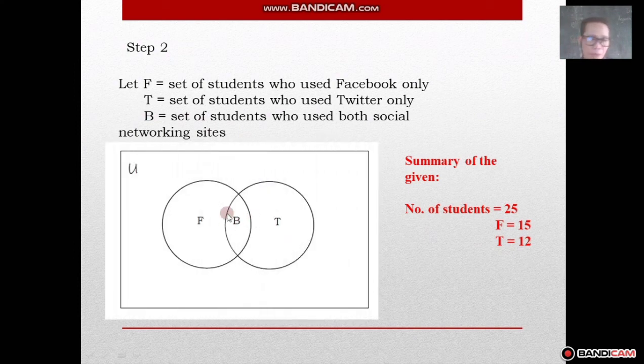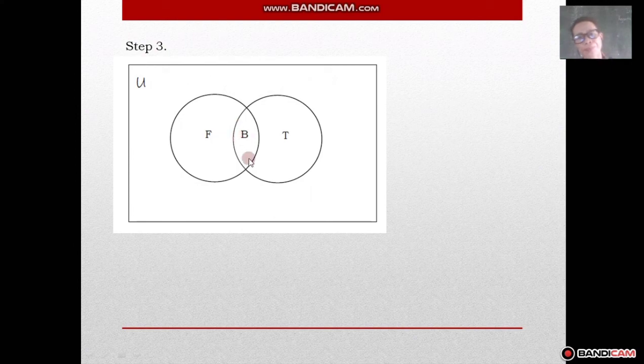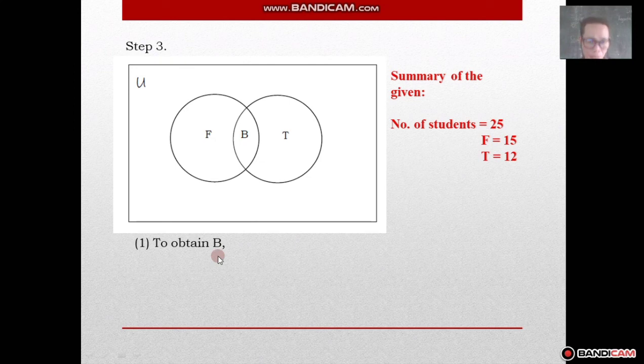Okay, now this is the Venn diagram. Alright, so our sets are joined because we have the intersection, because there are a number of students who like both. Okay, now step 3, determine what operations to use. Alright, so this is the summary of the given. Now to obtain B, let us first compute the intersection. Okay, so the operations to be used.